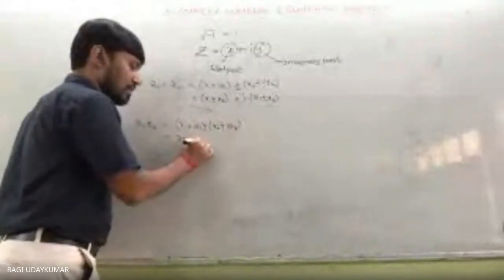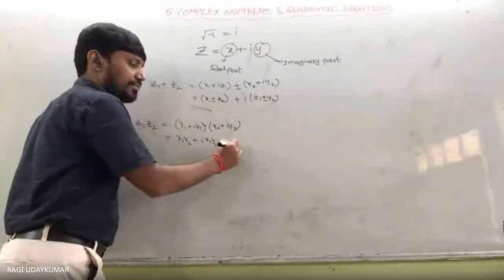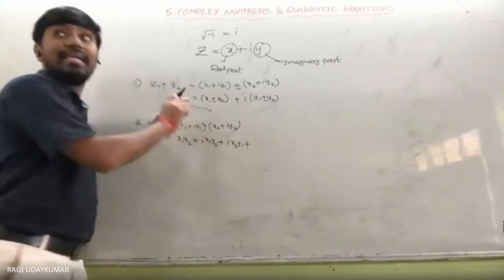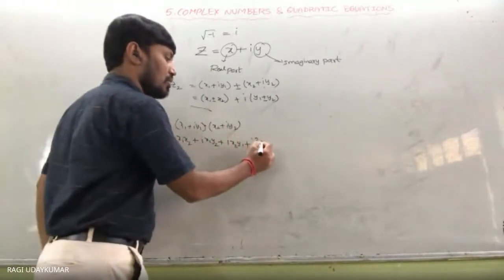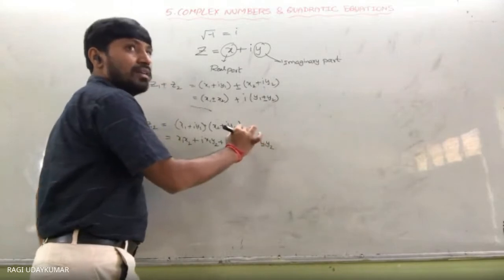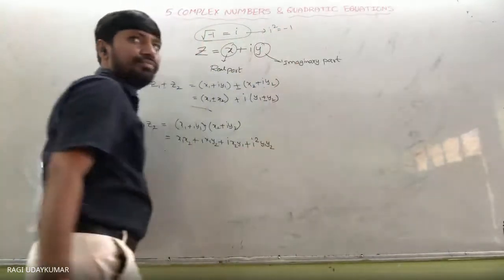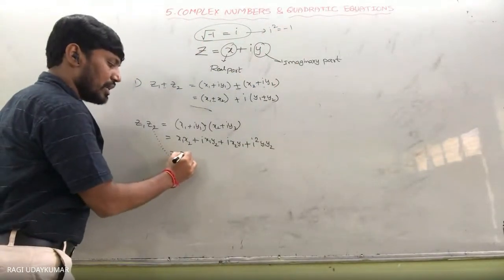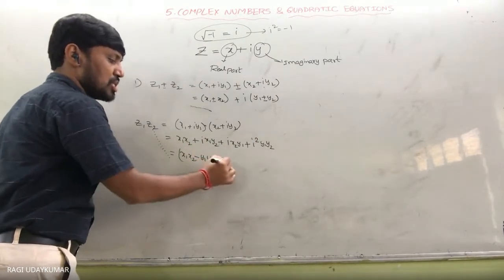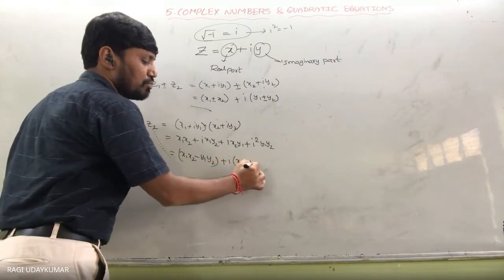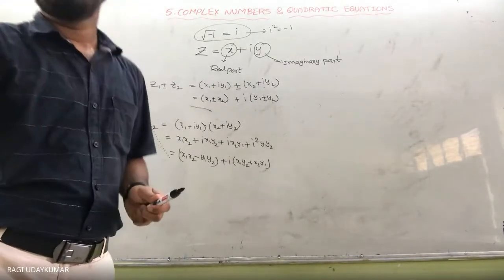x1 x2 आ जाएगा plus i into x1 y2 plus i into x2 y1 plus i square into, इधर i into i square हो जाएगा, i square into y1 y2. i square value what? -1. From this you can say that i square value is -1. Okay, so from this you are going to get x1 x2, ये -1 होगा, minus y1 y2 plus i into x1 y2 plus x2 y1. This is the way to multiply the two complex numbers.